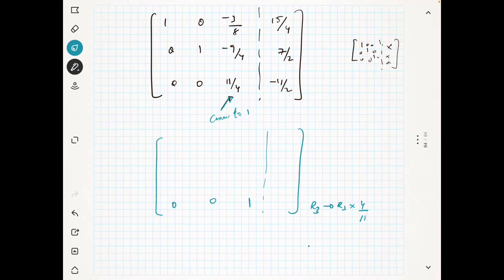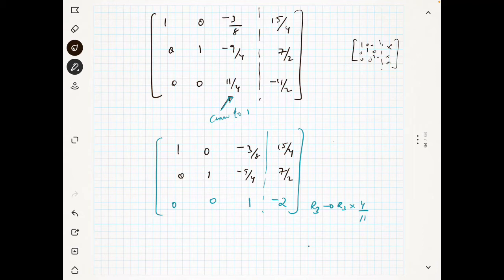And if you multiply this one, it becomes minus 2. Next elements, there is no change for other elements. So it's 15 by 4. This is 0, 1, minus 9 by 4. And this is 7 by 2. There is no change.